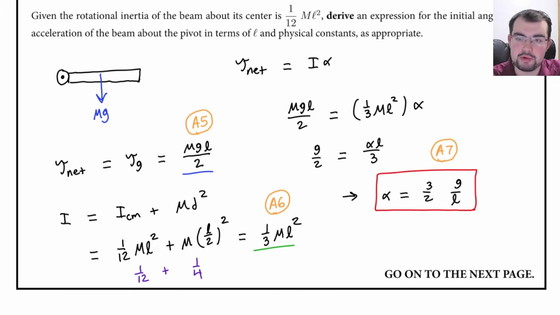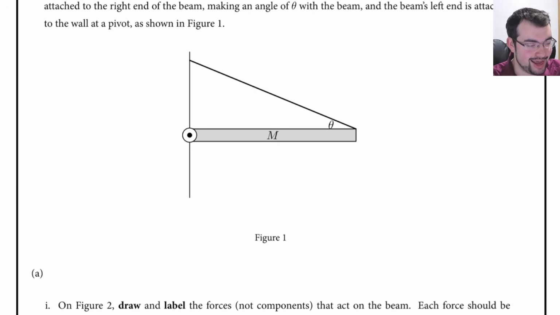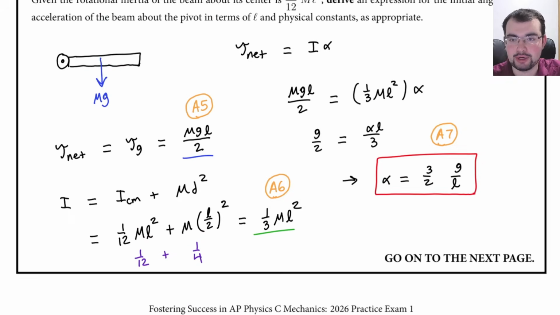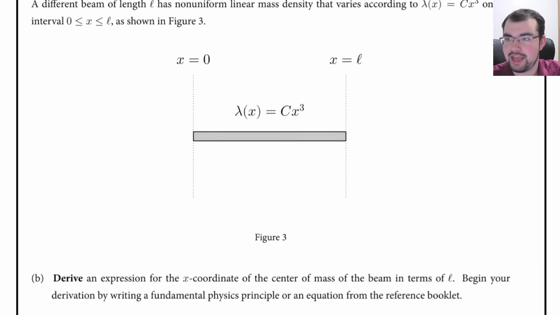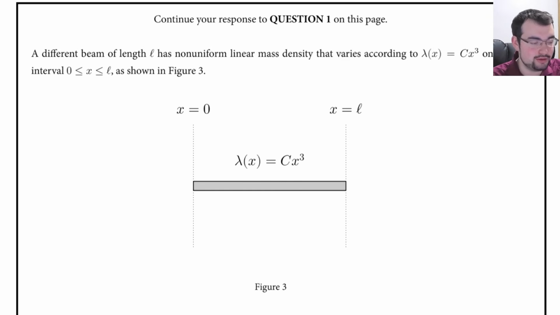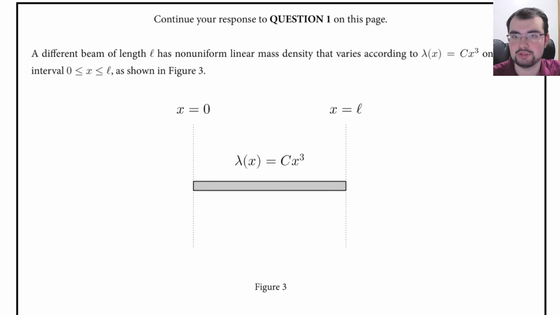When you're done with this part of the MR, it's going to transition. A really well-written MR should have a part B that doesn't need you to know anything in A, so I always keep my MR part Bs on a little island. Here we have a different beam of length L, showing you this is something different happening. It has a non-uniform mass density that varies according to a lambda function, and we want the x-coordinate of the center of mass, given it lives in this coordinate system.